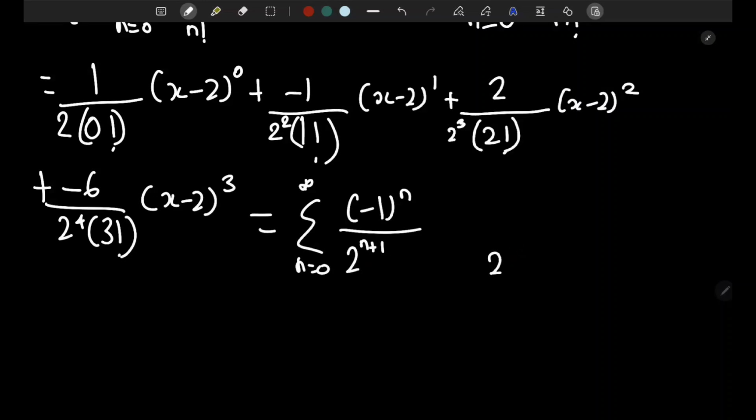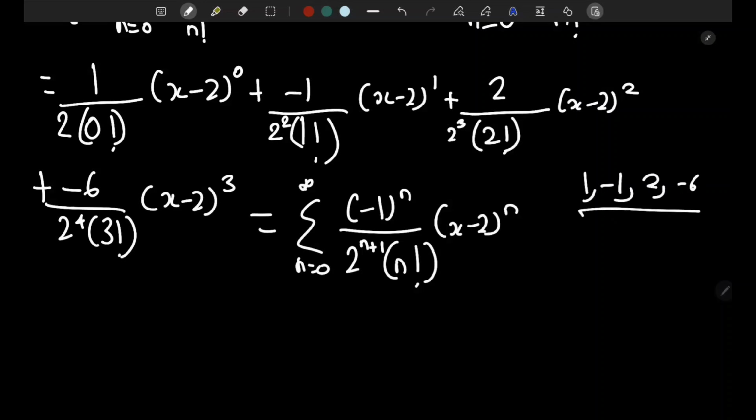Another thing that we can notice is we are multiplying it by x minus 2 to the power of n, so here we can just include that. And another thing that we notice is we have 0 factorial, 1 factorial, 2 factorial, 3 factorial, so here we need n factorial, right? Now there is one last thing that we notice. We have in the numerator 1 and then negative 2, negative 1 and then 2 and then negative 6.